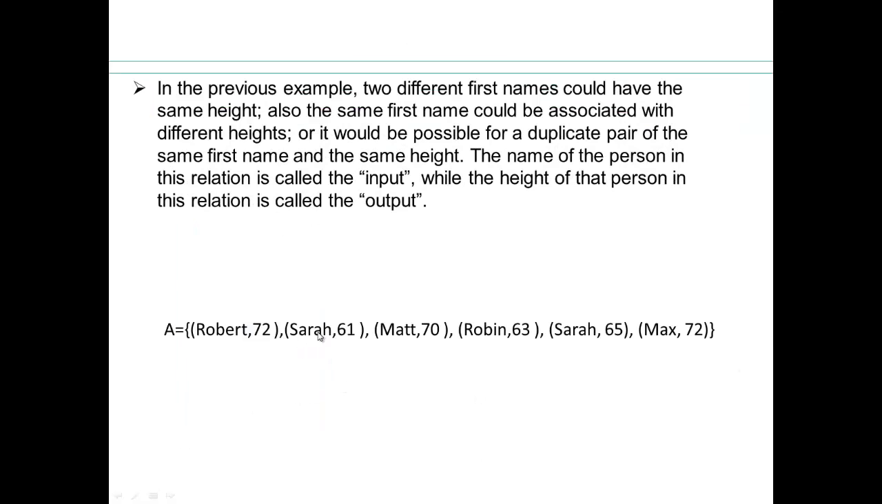So first name Sarah, there are two people with that first name, and one of them is 61 inches tall, the other one is 65 inches tall. So we're saying that the same first name could be associated with different heights. We can also have that two people have different first names but same height. So Max has 72 inches height and Robert has 72 inches height. So they both are 72 inches tall, but they have different first names. The name of the person in this relation is called the input, while the height of that person in the relation is called the output.